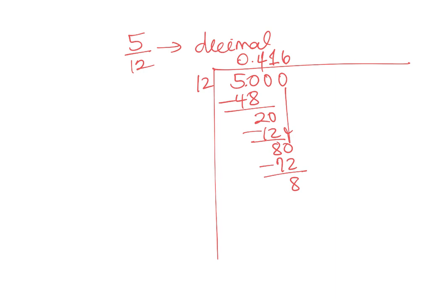We have 8. 12 goes into 80 6 times again. 6 times 12 is 72. And notice it's going to keep repeating.